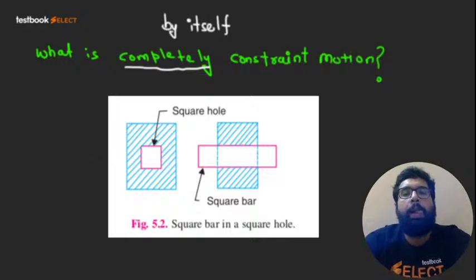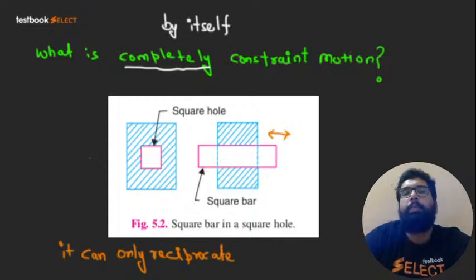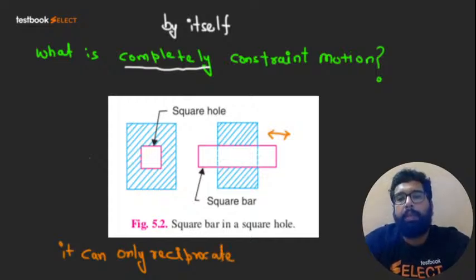Now if I see this figure, we have a block which is hatched, and it is having a square hole, and there is a square bar inside it. Now if I give a particular kind of input in it, it can only reciprocate. Now this square bar can only reciprocate. Do you agree with me or not that it can only reciprocate inside this hole? Yes or no?